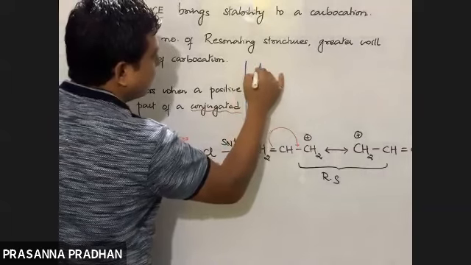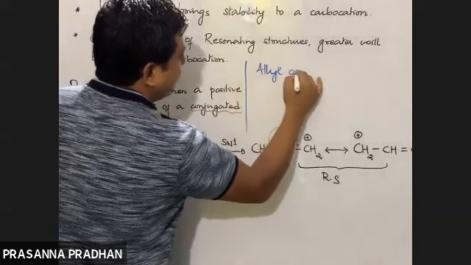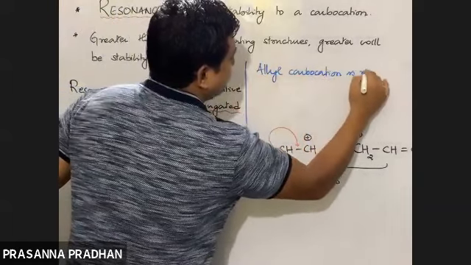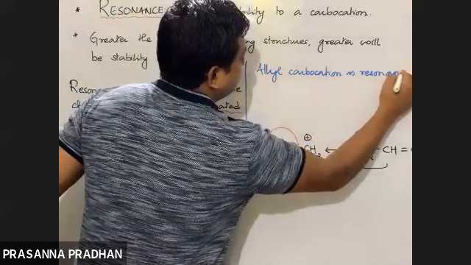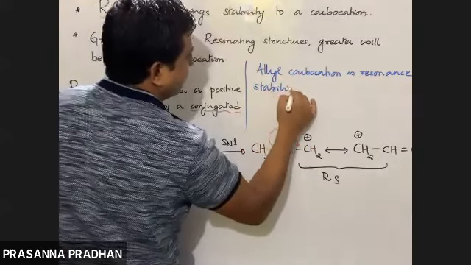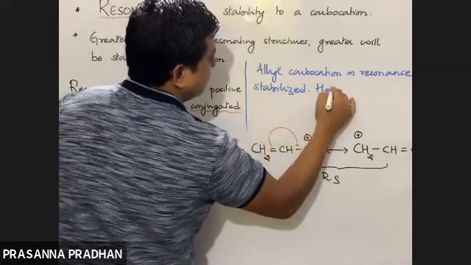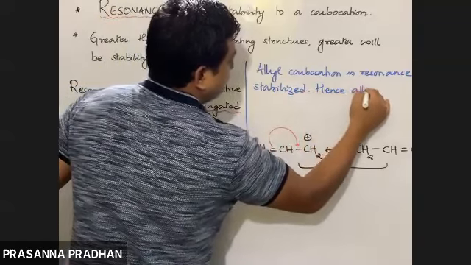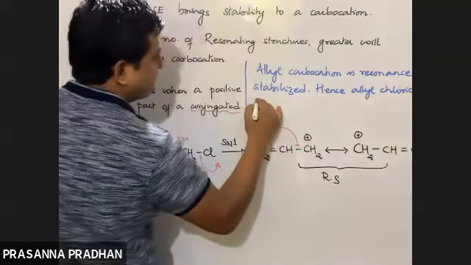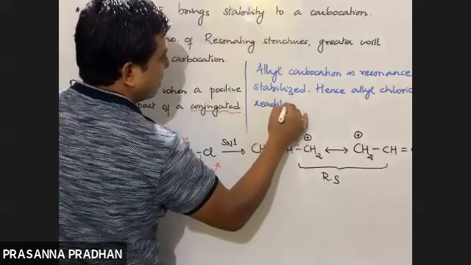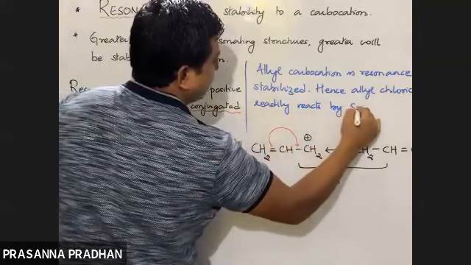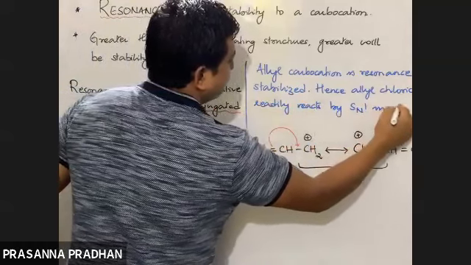The allyl carbocation is resonance stabilized. So hence allyl chloride readily reacts by SN1 mechanism.